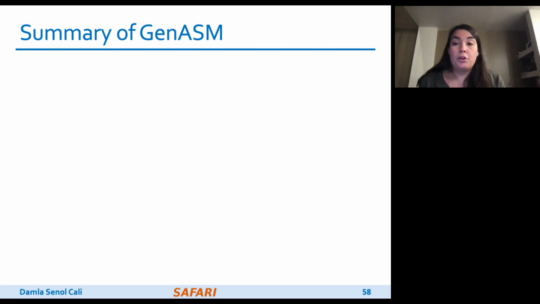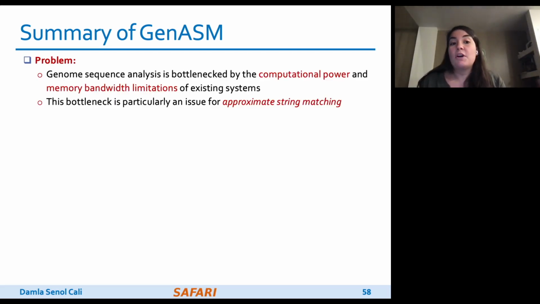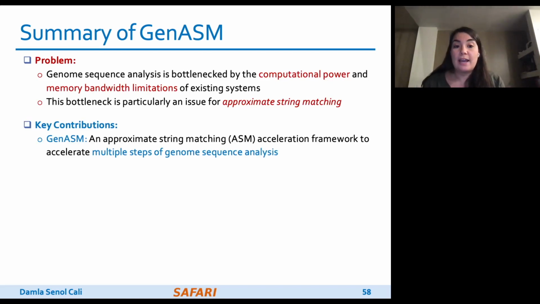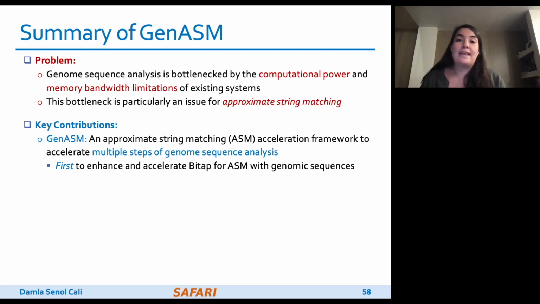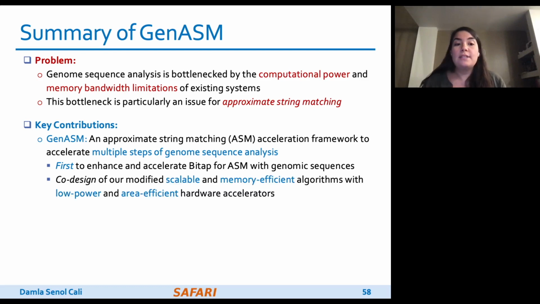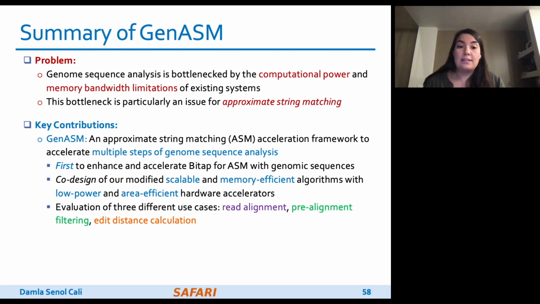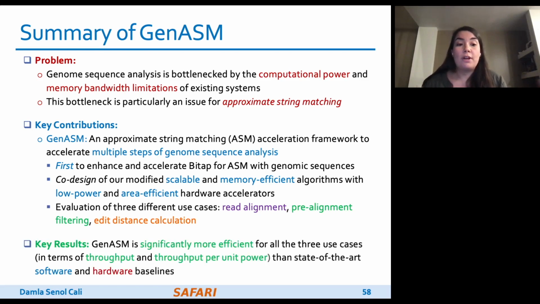To summarize, in this work, we focus on approximate string matching because it is one of the main bottlenecks of genome sequence analysis. We propose GenASM, which is an approximate string matching acceleration framework to accelerate multiple steps of genome sequence analysis, and GenASM is the first work that enhances and accelerates Bitap for ASM with genomic sequences. And in GenASM, we co-design our modified, scalable, and memory-efficient algorithms with low-power and area-efficient hardware accelerators. We evaluate 3 different use cases and show that GenASM is significantly more efficient for all these 3 use cases in terms of throughput and throughput per unit power than state-of-the-art software and hardware baselines.